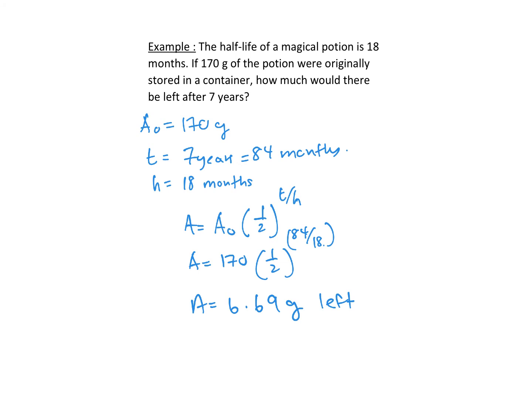So just make sure if you type it into the calculator, you're doing 170 times 1/2 to the power, and then put that exponent in brackets so that it divides 84 by 18 first, and then it does the exponents.